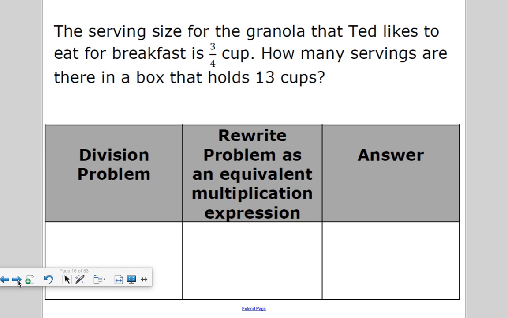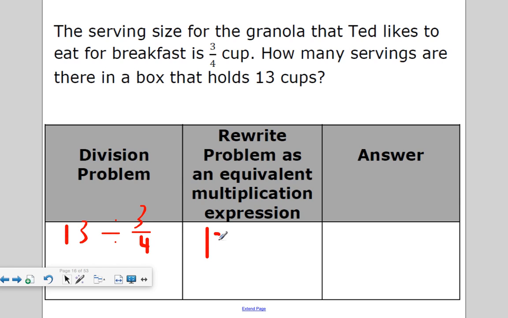The serving size for a granola that Ted likes to eat for breakfast is 3/4 cup. So he eats 3/4 cup of granola every day, or whenever you eat breakfast. How many servings are there in a box that holds 13 cups? So we started with 13 cups. We're dividing it into 3/4. Or think of repeated subtraction. He eats 3/4 on this day, 3/4 again, 3/4, 3/4, 3/4. He eats it every day. So that's subtracting, deducting it, dividing.